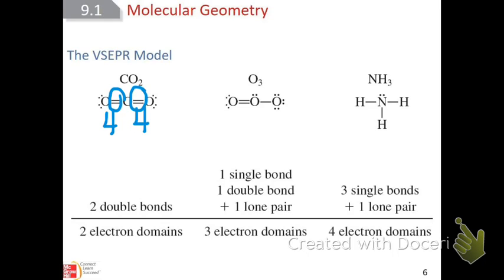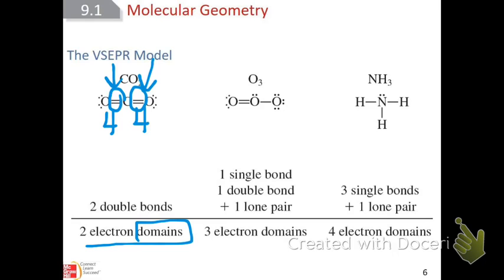Okay? However, there are only 2 domains, because even though this is a double bond and this is a double bond, it's tied together one time on each side. So that's 1 domain on each side for a total of 2 domains.